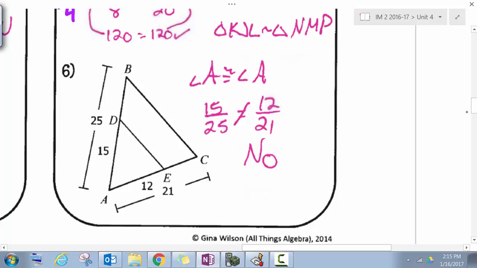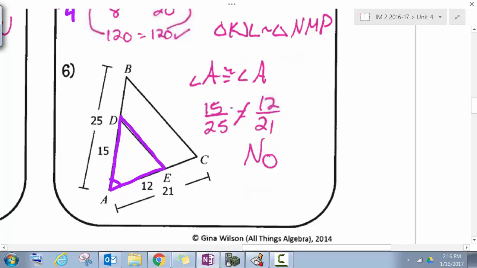Here, we have a couple different options. Now, angle A goes with angle A. They overlap. Here we have the smaller triangle, and you can see the bigger triangle has A as an angle as well. So angle A is obviously congruent to angle A because they're the same thing. But now we need to see if 15 goes with this whole side.